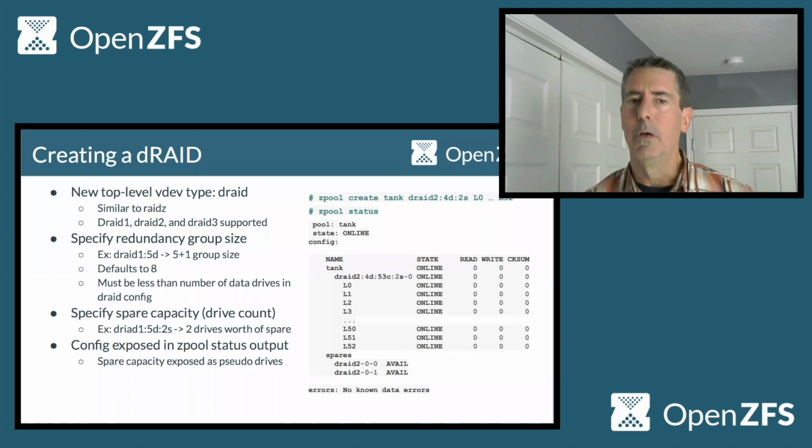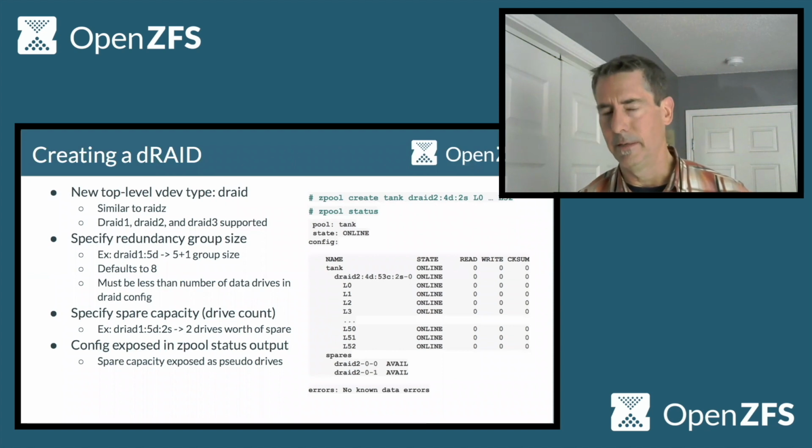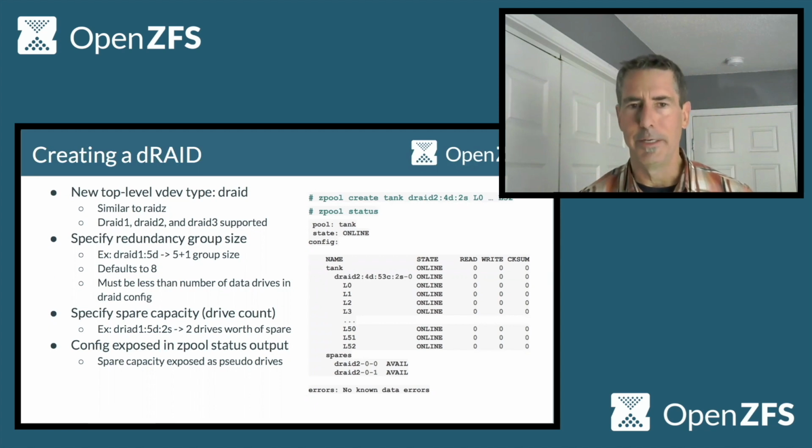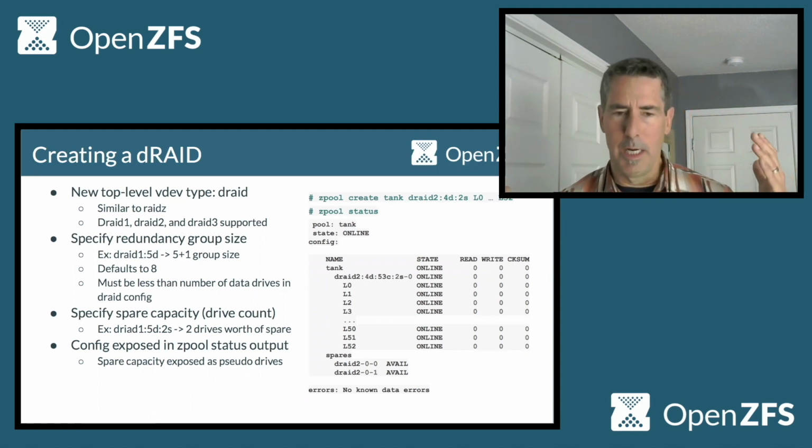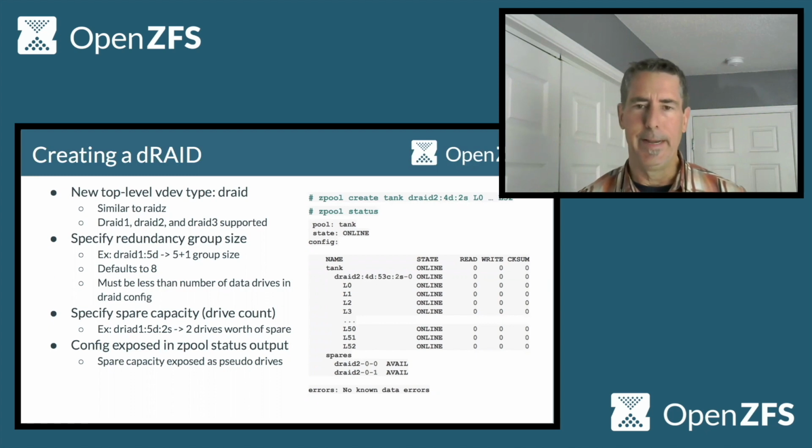In general, though, the group size has to be less than the number of data drives in the dRAID config. Now, this may not seem obvious, but if you had, for example, 3 drives and tried to define a group size of 4 on that, it doesn't work because you don't have enough drives to actually provide the level of redundancy that you're asking for. You only have 3 drives. You can't get 4 drives worth of redundancy. But you can define any number smaller than the dRAID size.